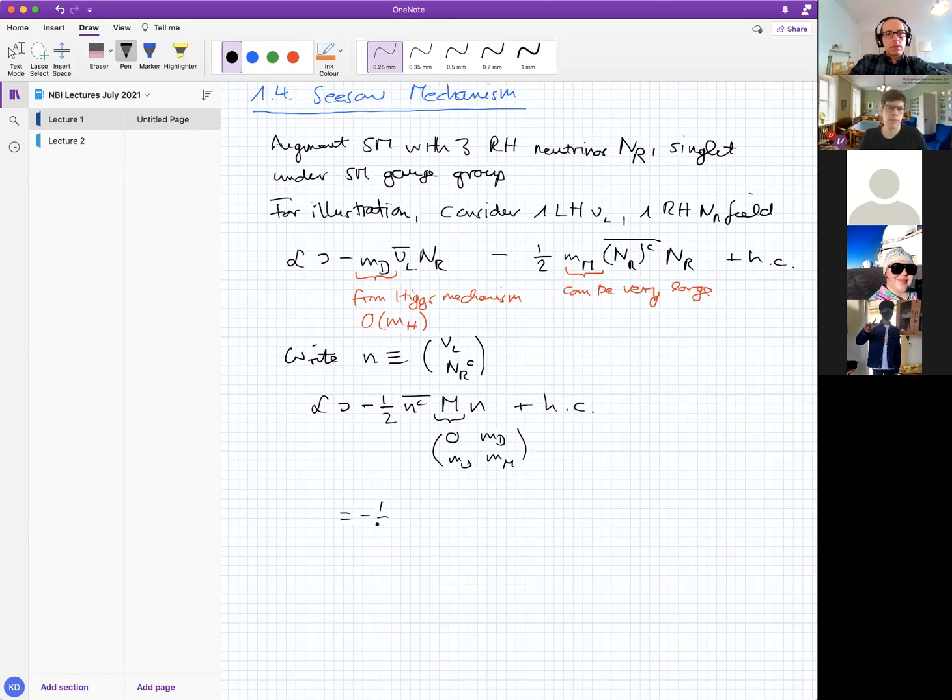So we have -1/2 times nu left charge conjugate and right, both of them with a bar, times that matrix 0, MD, MD, MM, times nu left and n right charge conjugate. Now, let's diagonalize this matrix. It's an off-diagonal matrix, so the states that I've introduced here now are not states of definite mass, so let's diagonalize it.